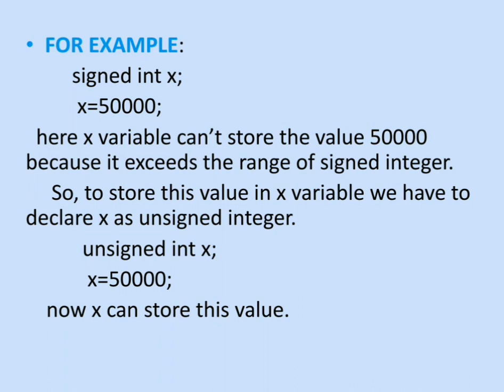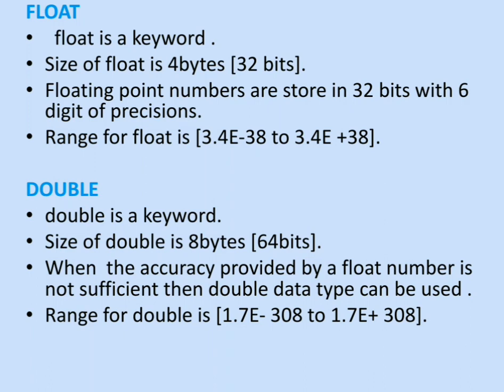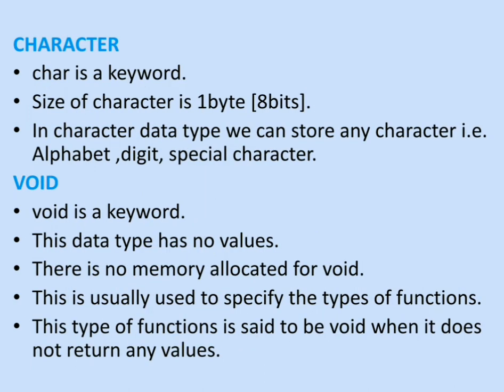After integer, let's have a look at float. Float is a keyword. The size of float is 4 bytes, that is 32 bits. Floating point numbers are stored in 32 bits with 6 digits of precision. The range of float is 3.4e minus 38 to 3.4e plus 38. Double. Double is a keyword. The size of double is 8 bytes, that is 64 bits. When the accuracy provided by a float number is not sufficient, then the double data type is used. The range of double is 1.7e minus 308 to 1.7e plus 308.